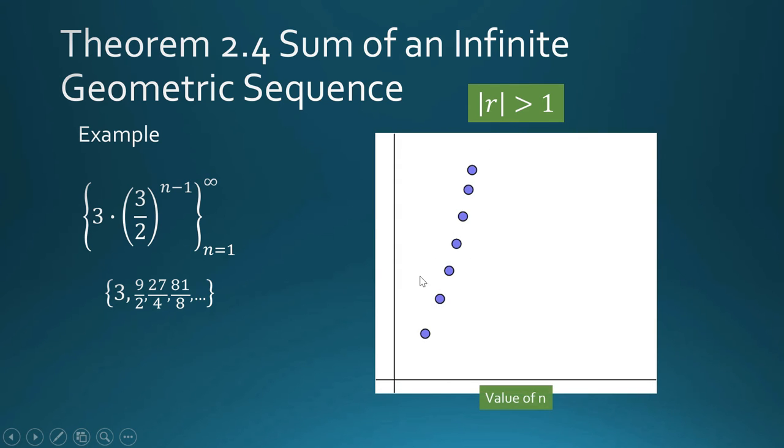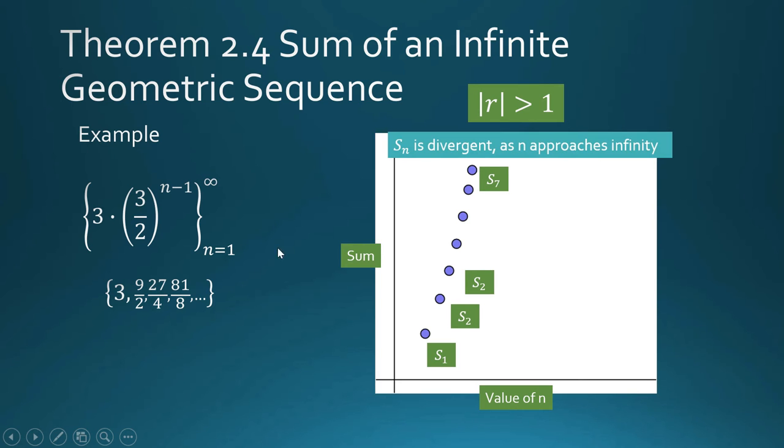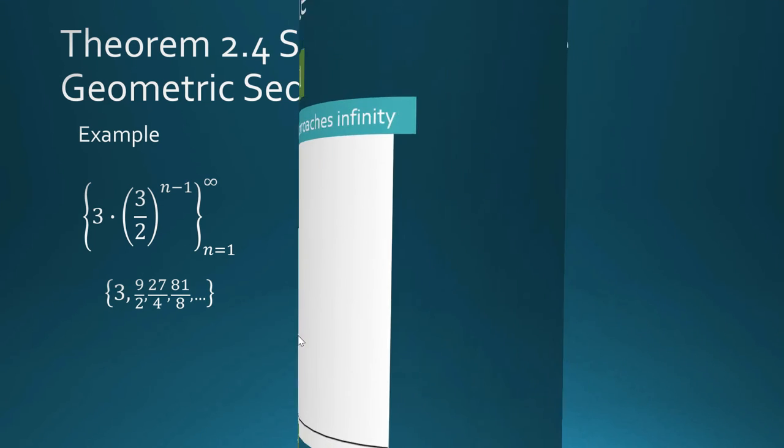And in fact, this is how the partial sum behaves as a function of n. So you can see here that this sum is quickly rising up. So this means the sequence of partial sums is divergent. This geometric sequence does not have a finite sum.